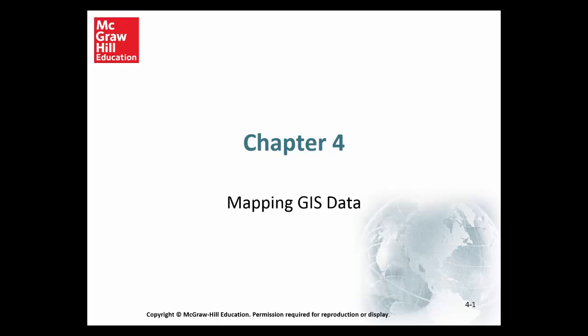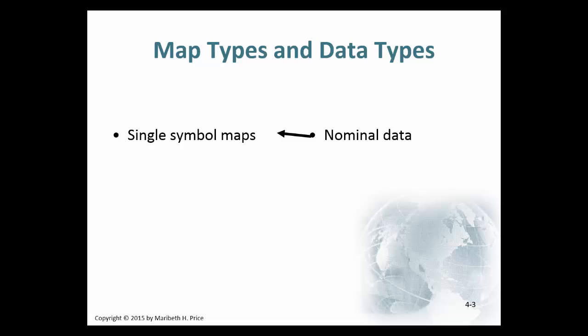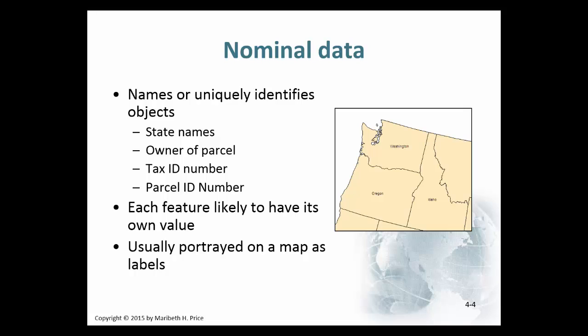This chapter talks about mapping GIS data, which is really the heart of what we're trying to do. There are different ways that we can map data, and those ways are usually dictated by the type of data that we're mapping. To go much further in the GIS field, we want to really understand the differences between types of data. Those data types are nominal, categorical, ordinal, interval, ratio data. Each type of data is best illustrated with a certain type of map.